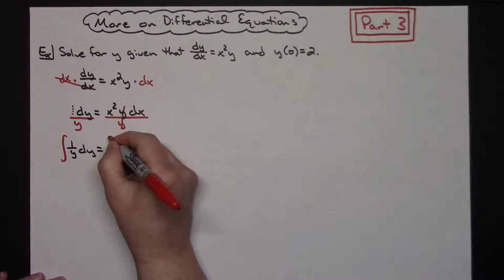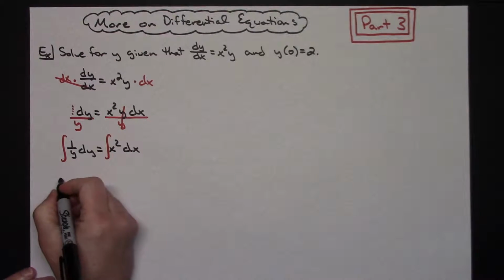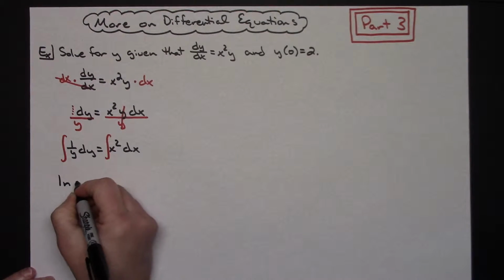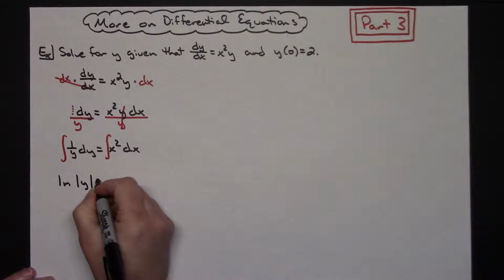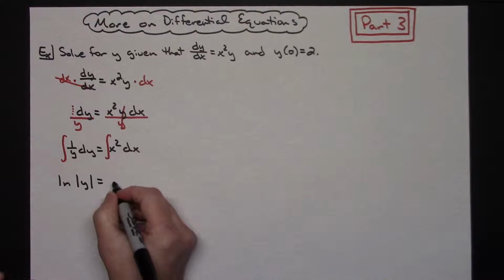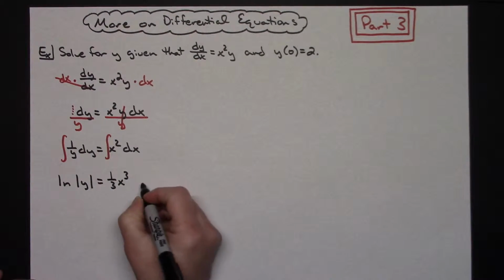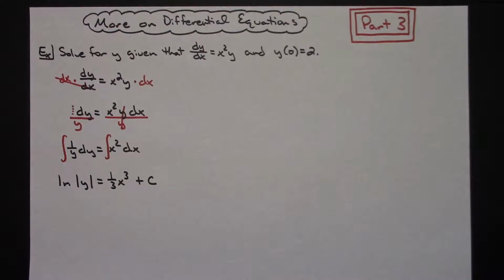I'm going to indicate that in red so it stands out a little bit. When I integrate 1 over y dy, I'm going to have the natural log, absolute value of y. Integrating on the right hand side, that's going to be an easy one we can do. Add 1 to that exponent there, so we'll have 1/3 x to the third, and then I'll put my plus c right there.